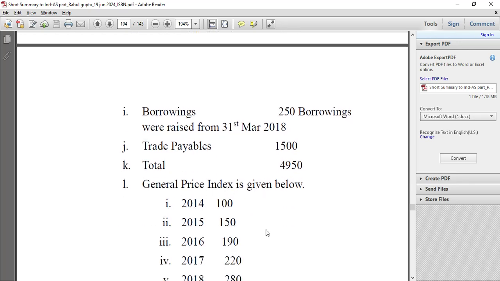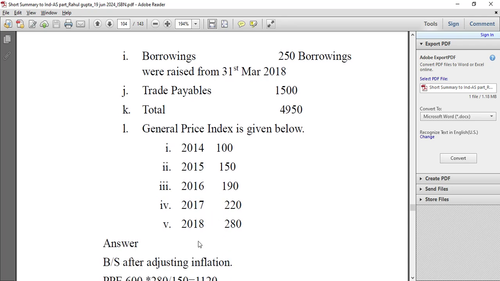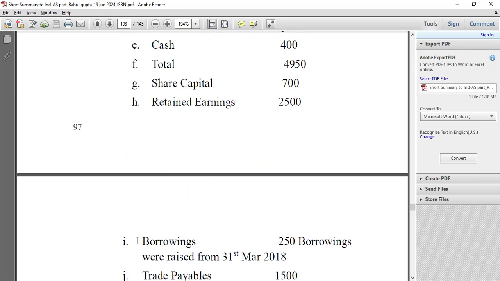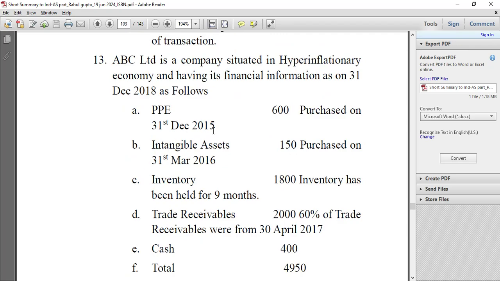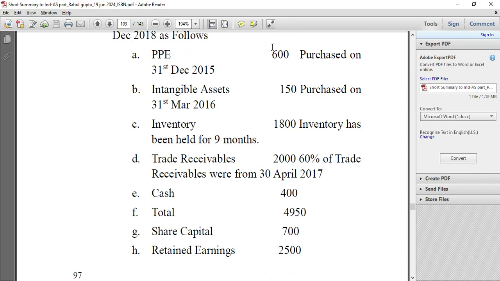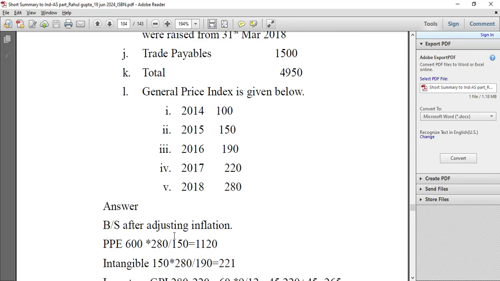General price index is given below. 2014 100, 2015 150, 2016 190, 2017 220, and 2018 280. So we'll go by this balance sheet after adjusting inflation. PPE. We start with PPE. PPE is from 31st December 2015. So in December 2015, the price is 150. So PPE value is 600 divided by 150 into 280, that is 1120.